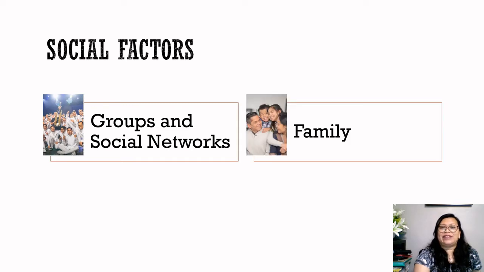The next social factor is the family. Family members can strongly influence buyer behavior. Social scientists claim that the family is the most important consumer buying organization in society. And it has been researched extensively. Businesses, for instance, are interested in the roles and influences of the husband, wife, and the children on the purchase of different products and services.